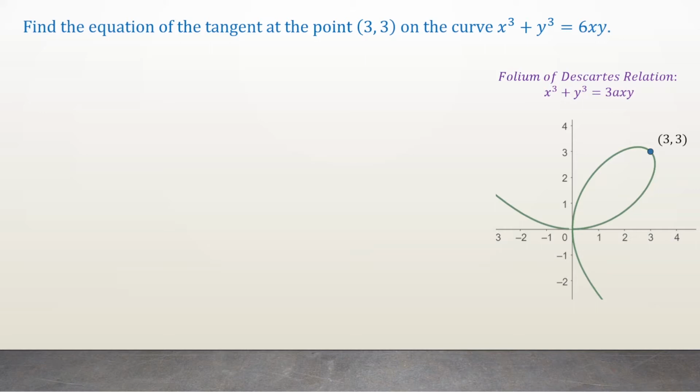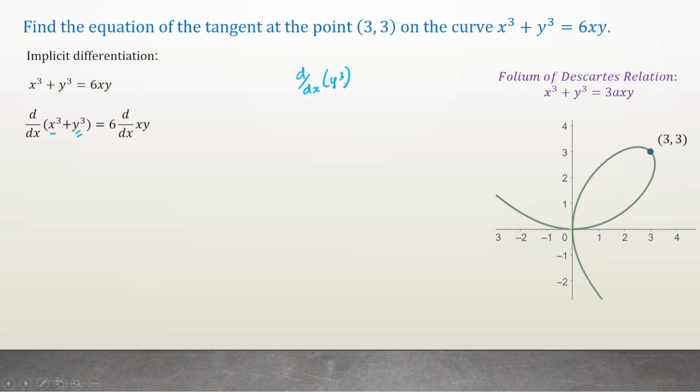What we need to do is find the gradient function for the curve. So to do that we'll use some implicit differentiation. What we'll do then is differentiate both sides of the curve. Differentiating x cubed is not a problem, but let's consider how to differentiate y cubed. So we want to differentiate y cubed.